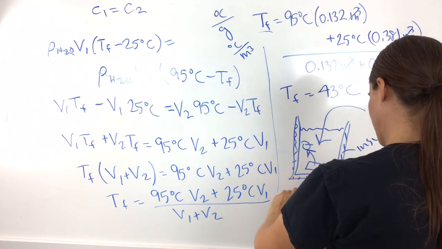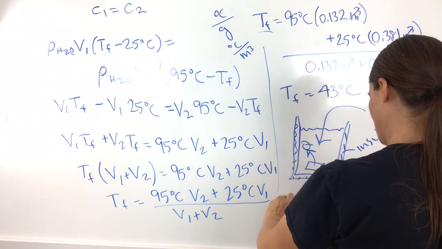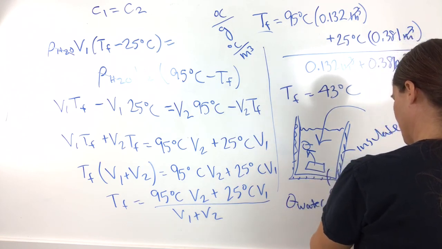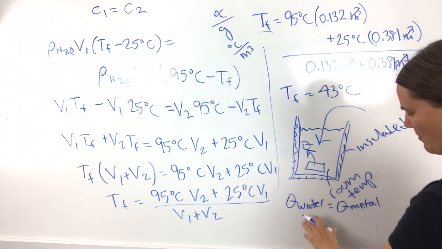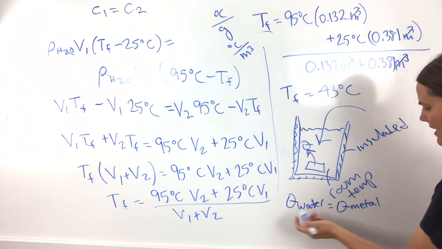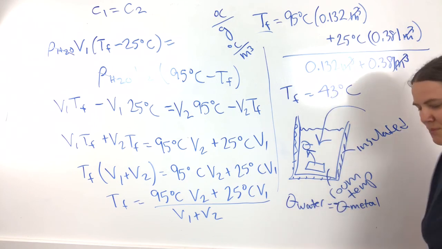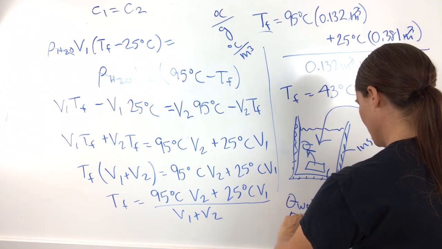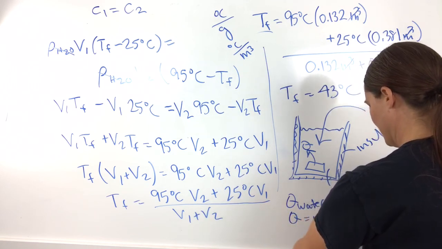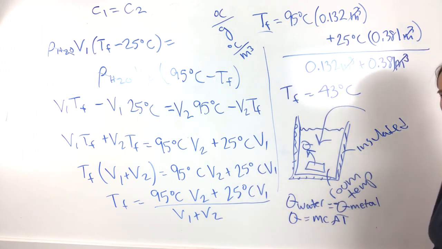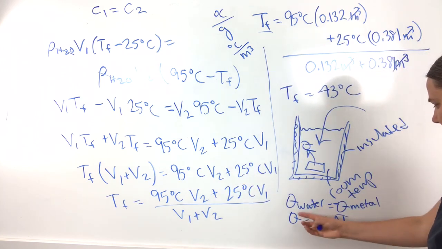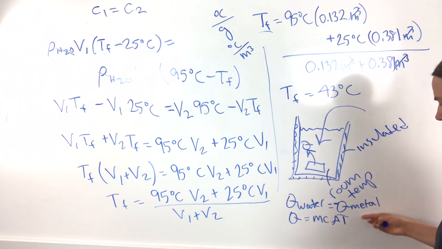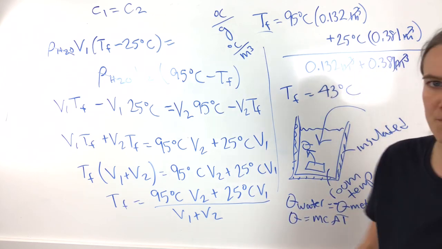And so with this, we would have Q water is equal to negative Q of the metal. So the heat lost from the metal is equal to the heat gained by the water. And we have a negative sign on the metal because the metal is losing heat. Then you would do the same thing where we know that Q is equal to mcΔT. And so you would just set the mcΔT for the water equal to the negative mcΔT for the metal, and then go through the same process.